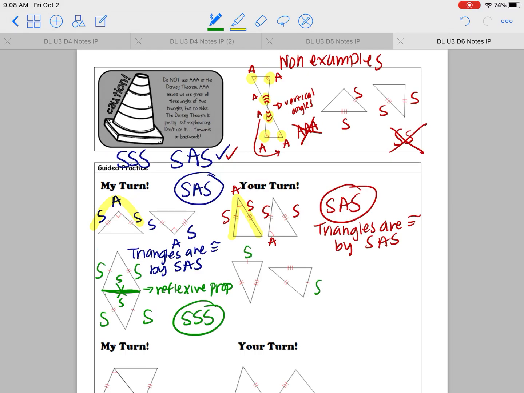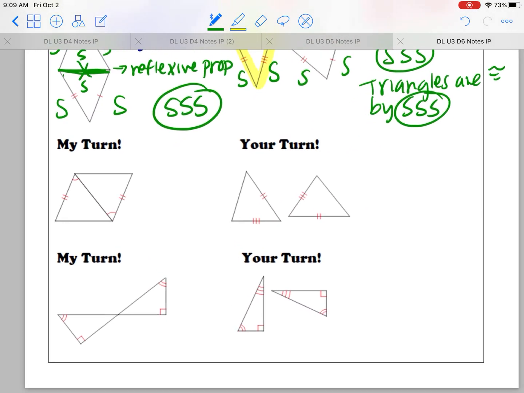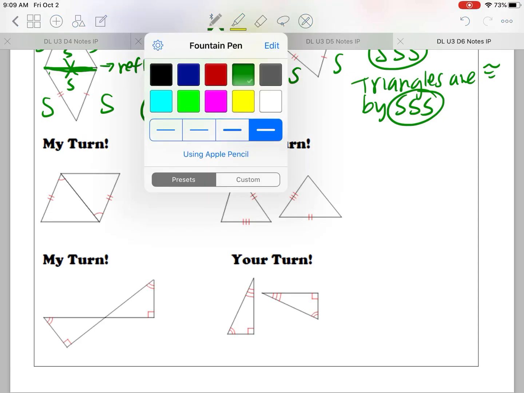On the next one, we have a pair of sides with one tick, another pair of sides with two, and a third pair of sides with three different markings, ticks. So when we're trying to label the shortcut, using just one triangle, this is side, side, side. So triangles are congruent by side, side, side. All right, next one.